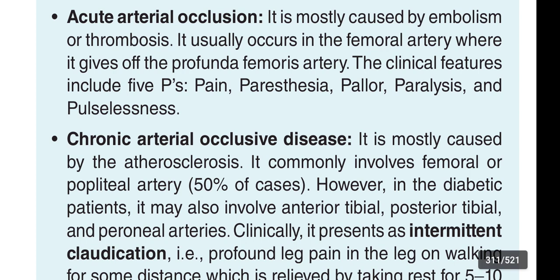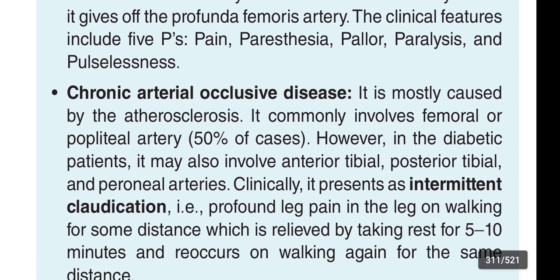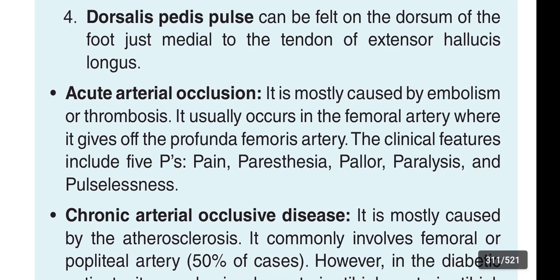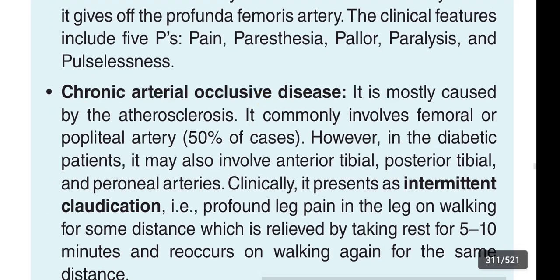Next, coming to chronic arterial occlusive disease. Just before we were talking about acute, now we are going to talk about the chronic. It is mostly caused by atherosclerosis. It commonly involves the femoral or popliteal artery in 50% of cases. However, in diabetic patients, it may also involve the anterior tibial, posterior tibial and peroneal arteries.